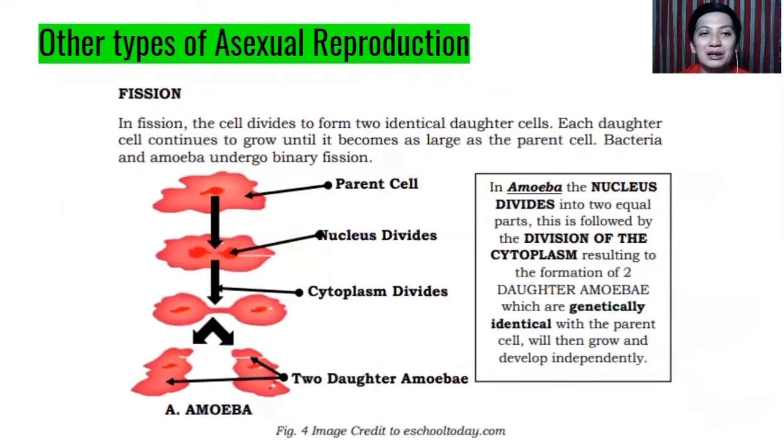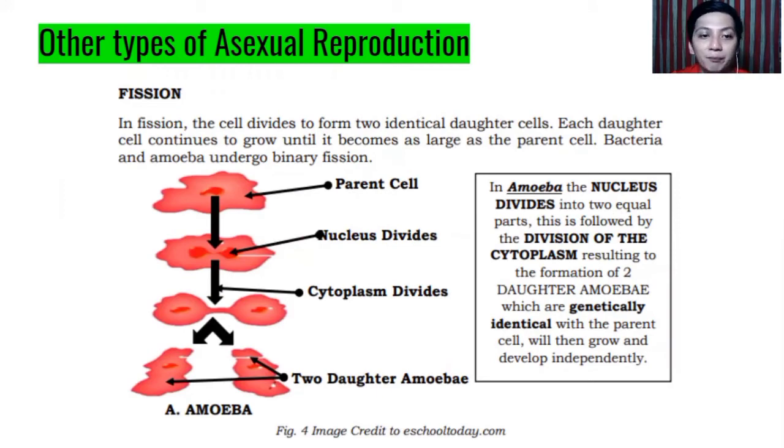So we have other types of asexual reproduction. Number one, fission, basically binary fission. In fission, the cell divides to form two identical daughter cells. Each daughter cell continues to grow until it becomes as large as the parent cell.